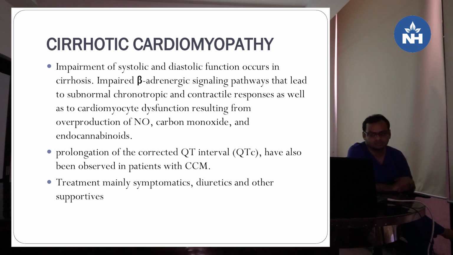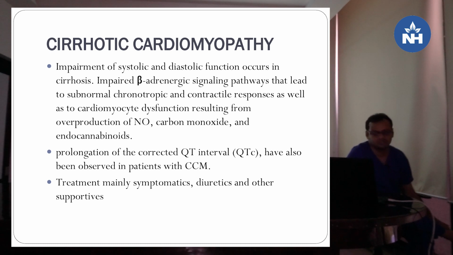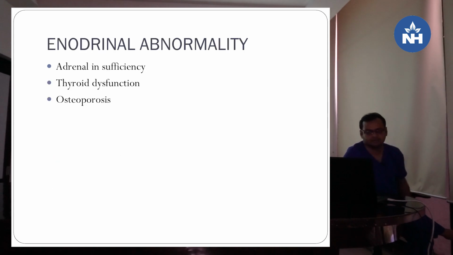Now, cirrhotic cardiomyopathy. Impairment of systolic and diastolic function occurs in cirrhosis. There is impairment of the beta adrenergic signaling pathway that leads to subnormal chronotropic and contractile response, as well as cardiomyocyte dysfunction resulting from overproduction of nitric oxide, carbon monoxide and endocannabinoids. Prolongation of the corrected QTc has also been observed in patients with cirrhotic cardiomyopathy. Treatment is mainly symptomatic, with diuretics and other supportive measures.